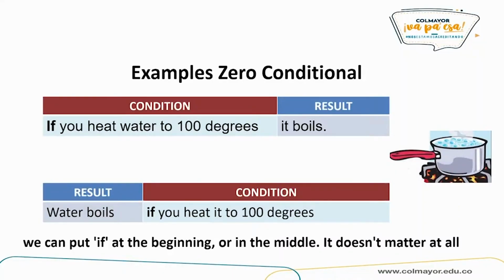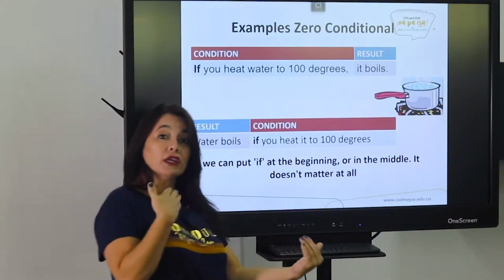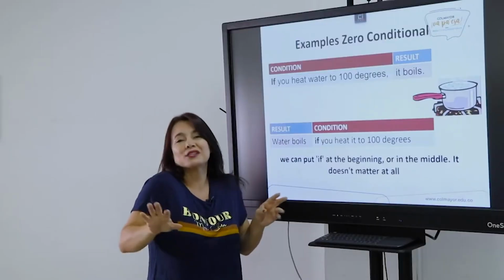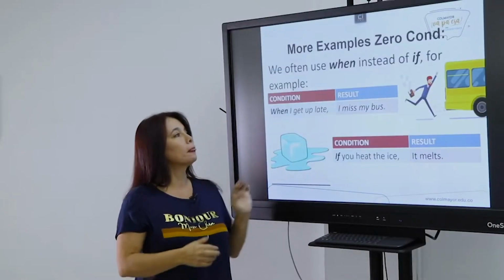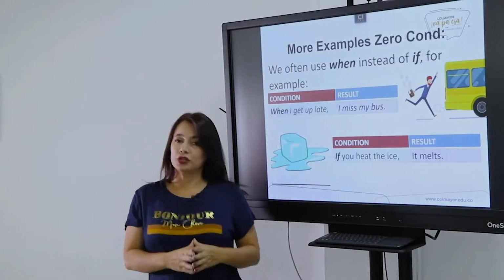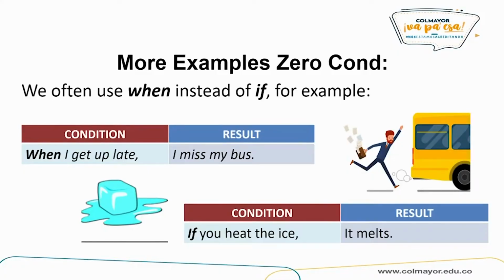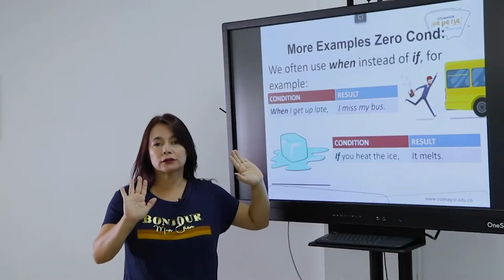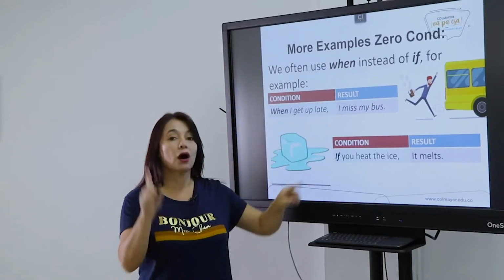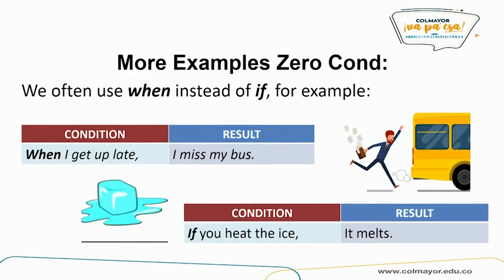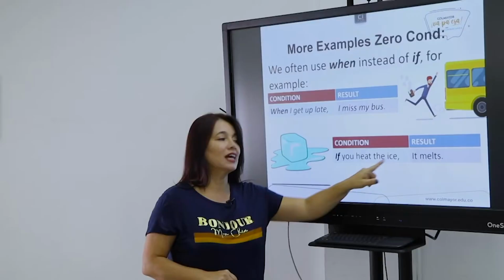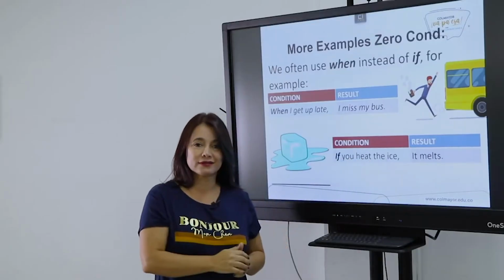We can put if at the beginning or in the middle. It doesn't matter at all. Okay? More examples about the zero conditional. We often use when, for example: when I get up late, I miss my bus. Both sentences are in present. Another: if you hit the ice, it melts.